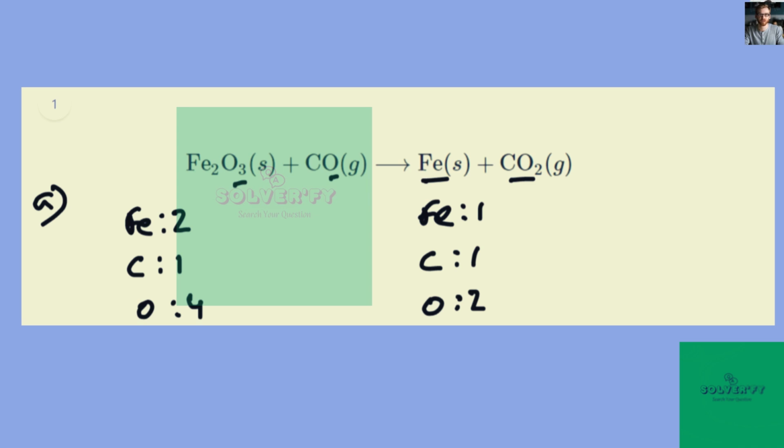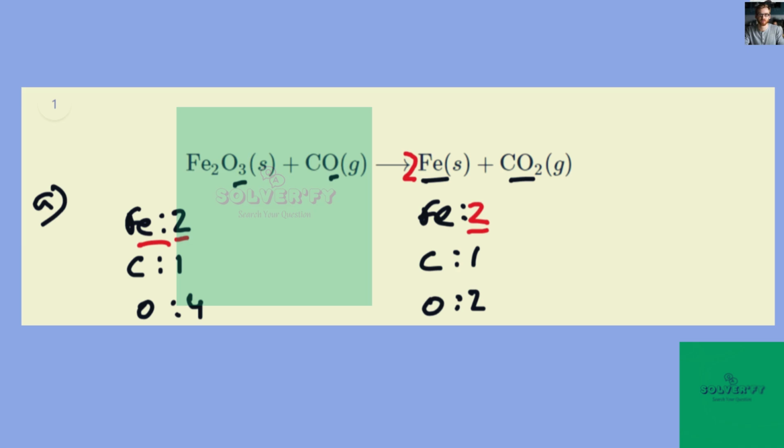Now first we will balance our metal, which is iron. So we have 2 iron on the reactant side but 1 iron on the product side, so we'll place a 2 here to have 2 iron on the product side also. Now we have 2 iron on both sides and we have 1 carbon on both sides.